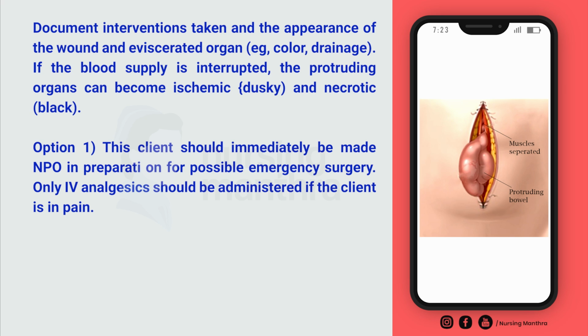So why didn't we select option A? As we already said, emergency surgery has to be done, so we have to keep the client NPO. This client should immediately be made nothing per oral in preparation for possible emergency surgery. Only if the client is in pain should IV analgesics be administered, not oral analgesics. That's why we didn't select option A. I hope you understood these questions and how we selected the answer.